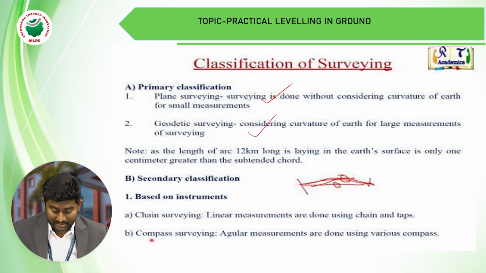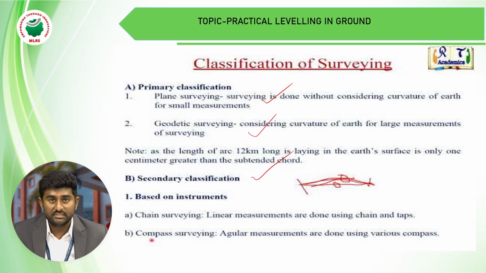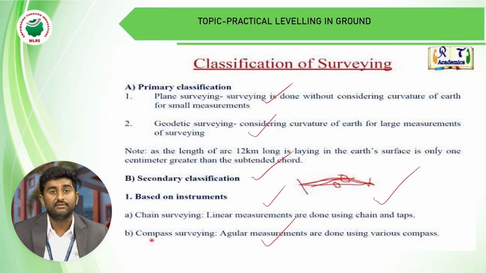Next, coming to the secondary classifications based on the instrument. First one, chain surveying. Second one, compass surveying. Third one, plane table surveying. Fourth one, leveling surveying. Next, theodolite surveying. Next, tachometric surveying. Next, total station surveying. It is nothing but EDM, electronic distance measurement.